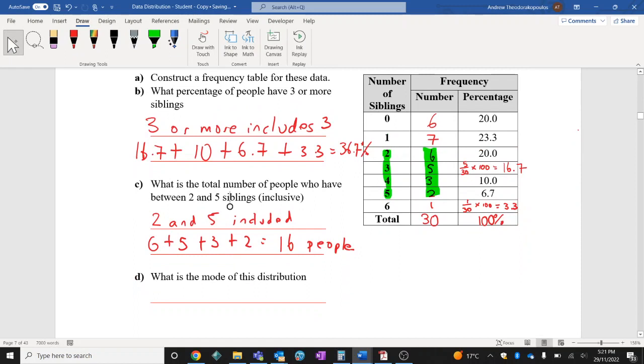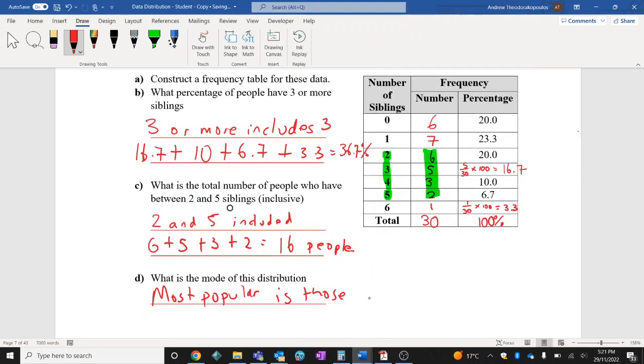What is the mode of this distribution? Now, the mode is the most popular number. The most popular number is those who have one sibling. Most popular is those who have one sibling, because 7 is the biggest number in terms of the frequency.